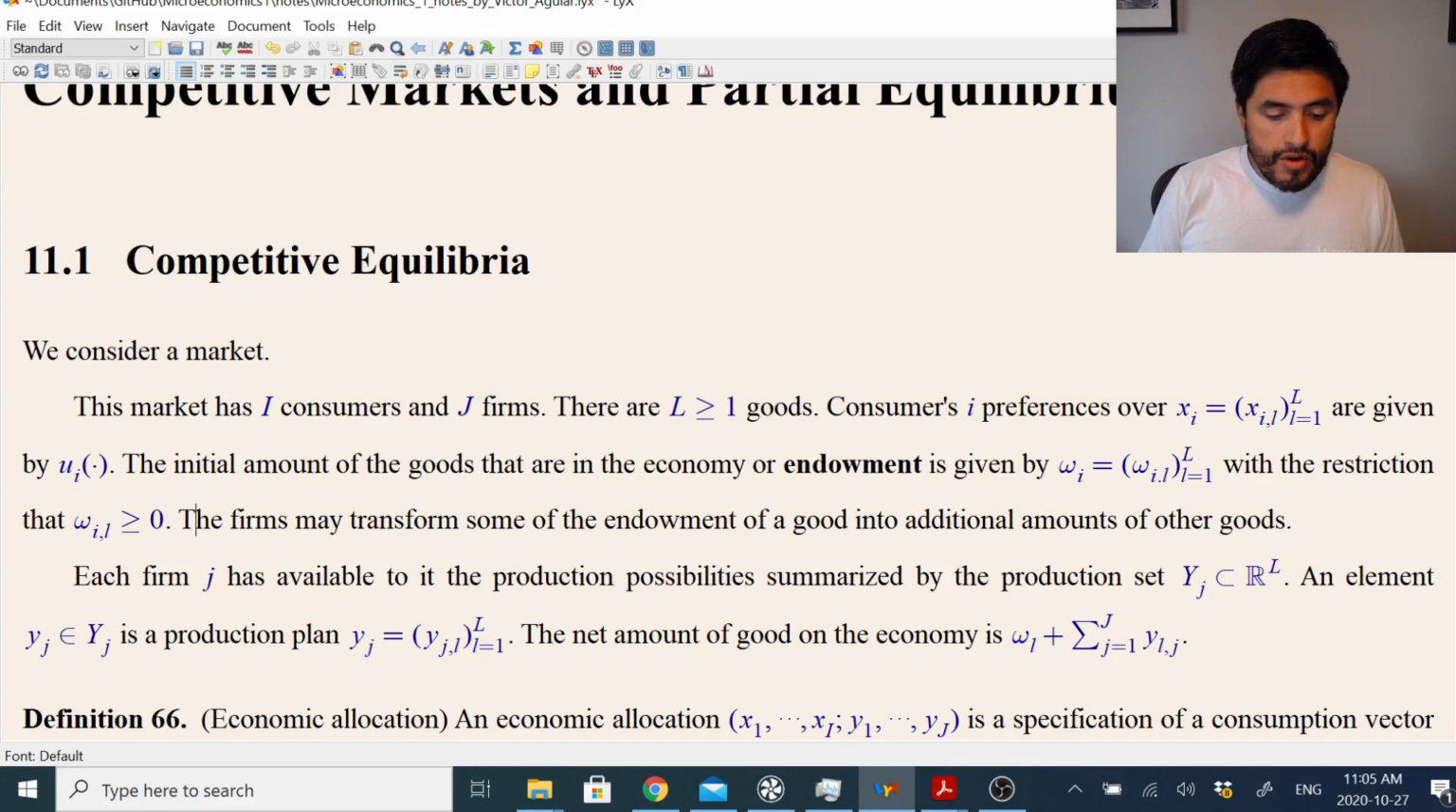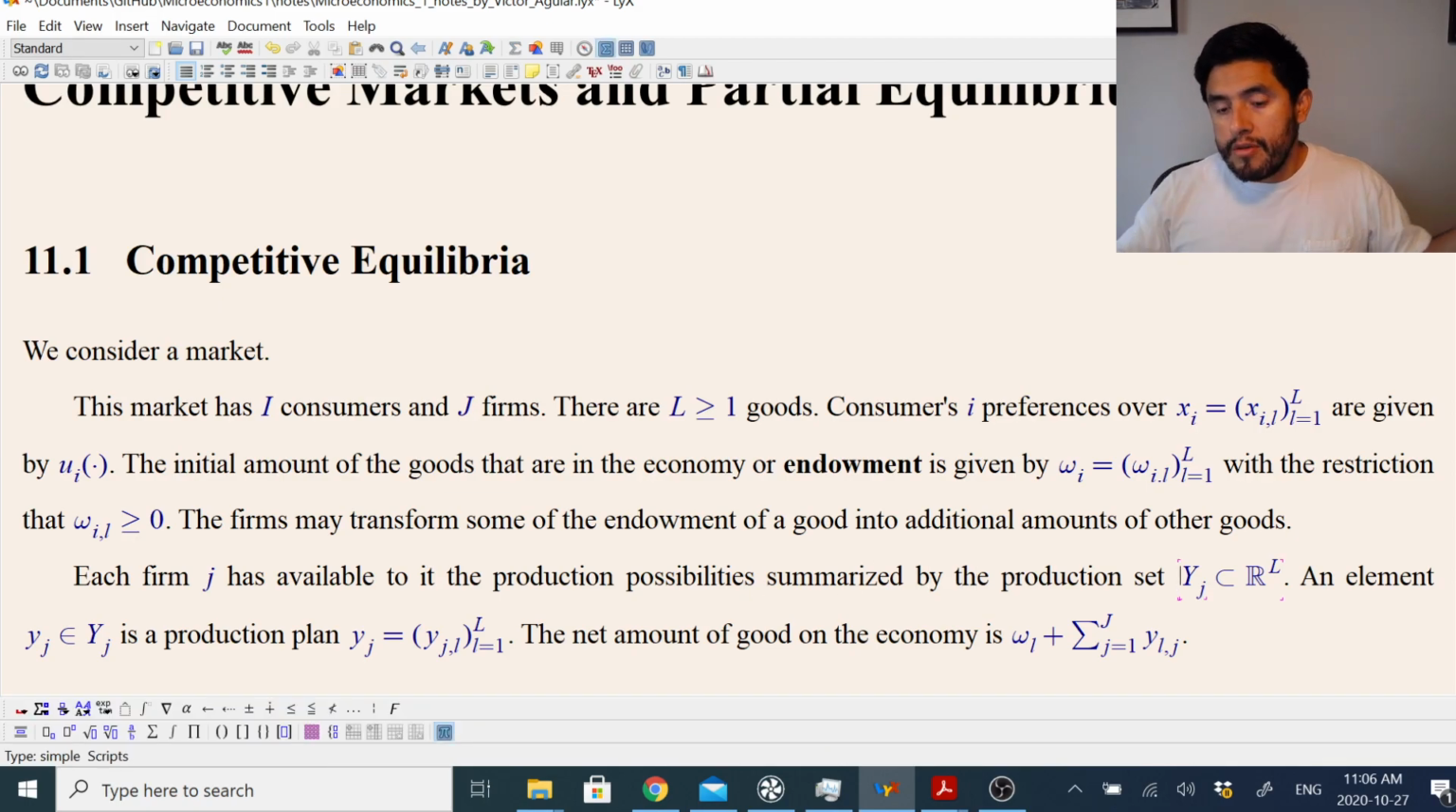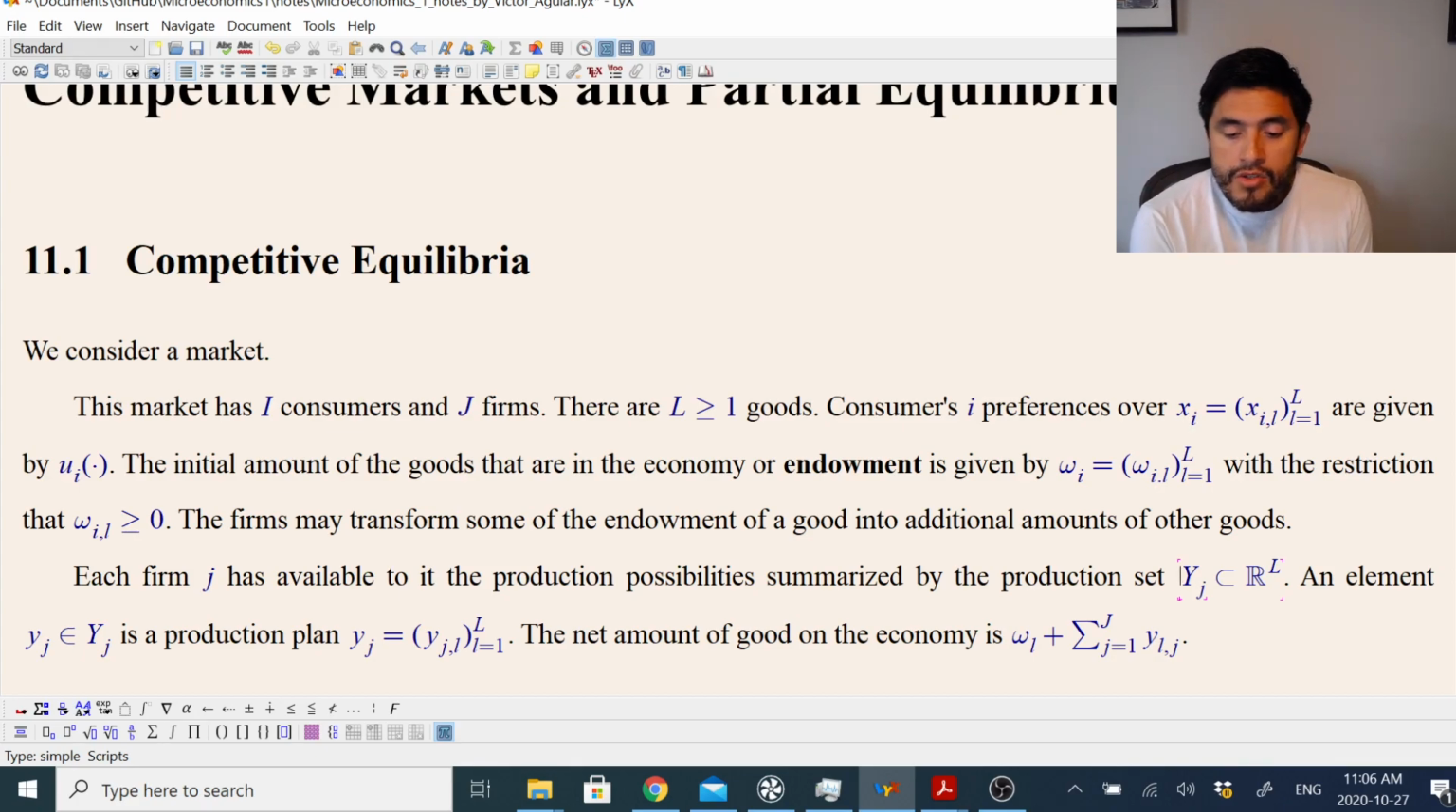Each firm j has available to it its production possibilities, summarized by the production set. Here in particular, we're imagining a very general production set. It can actually produce any of the L goods; it doesn't mean it has to produce positive quantities. An element here, y_j, is a production plan and is also of size L. The important thing is that both consumers and firms have a vector over L. Consumers will consume any of these L goods, and firms may input some of these L goods and create more of other of these L goods.